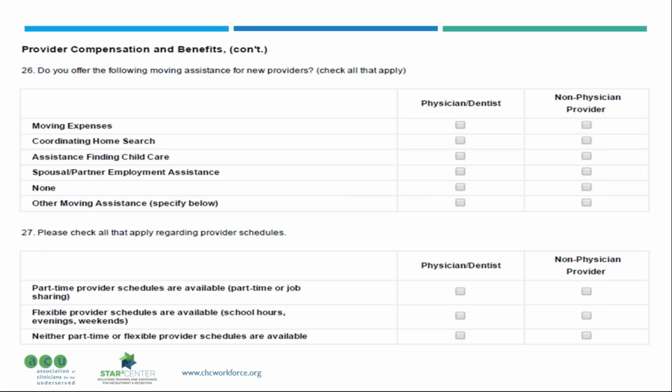In addition to the typical benefits that were on the prior page, you may also offer standard benefits like moving expenses, helping providers find a home, helping them find child care, helping their partner find a job, and there may be other moving assistance provided or no assistance. We'd also like to know a little bit about your provider schedules. Do you offer part-time positions, or are they all full-time, or do you also allow people to job share? Do you have flexible provider schedules? And then the other alternative is neither part-time or flexible provider schedules.